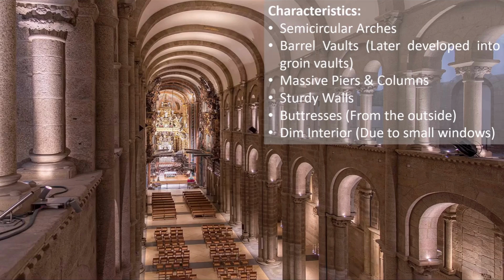Starting with the structure, the defining feature of this period is the rounded arch. You will see this in windows, doors, and arcades. Because the stone roofs were incredibly heavy, the walls had to be very thick to support the weight. This meant that windows had to be small and narrow, resulting in dim, atmospheric interiors. To hold up the roof, they utilized the barrel vault, which is essentially a continuous arch, and later the groin vault was developed, which is formed by the intersection of two barrel vaults.